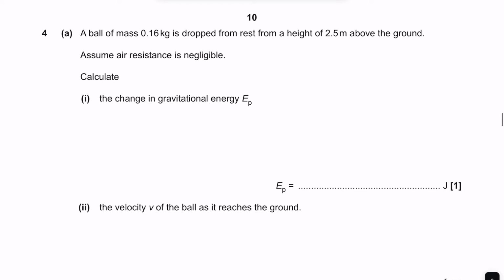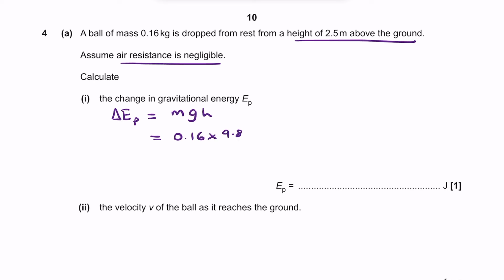So here we have a ball of mass 0.16 kilograms, and it's dropped from rest from a height of 2.5 meters above the ground. Assuming that there is negligible air resistance, calculate the change in GPE, or gravitational potential energy. So that is quite simply mgh. Change in EP is mgh, 0.16 times 9.81 times 2.5 meters, and that gives me 3.9 joules to 2 significant figures.